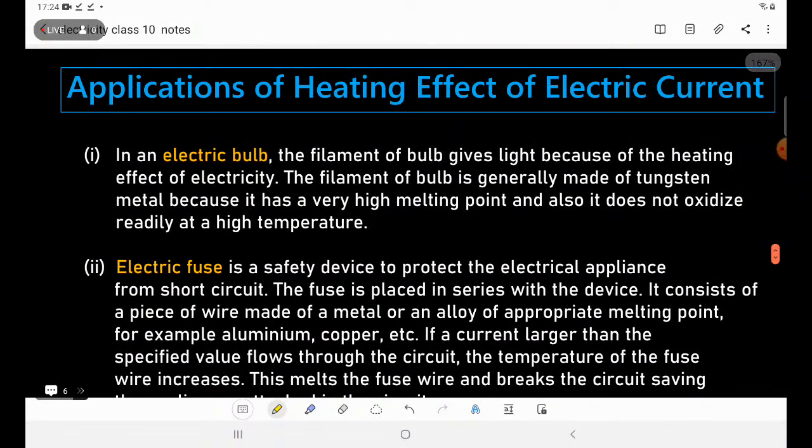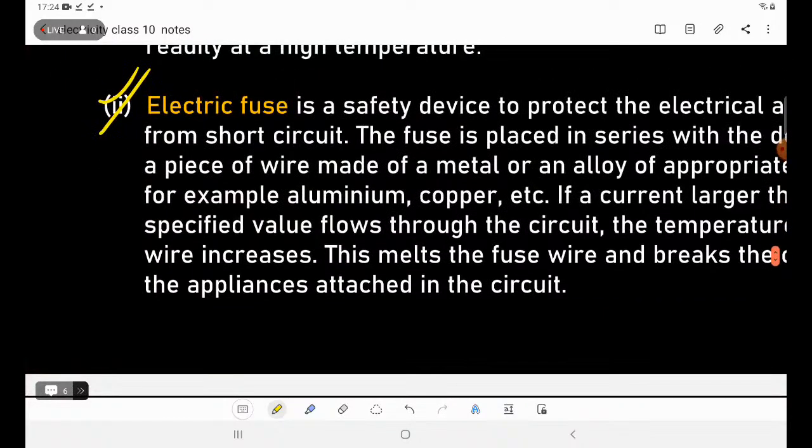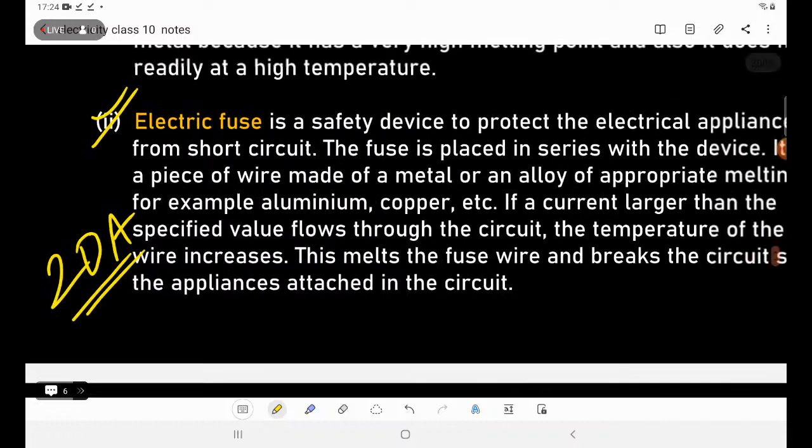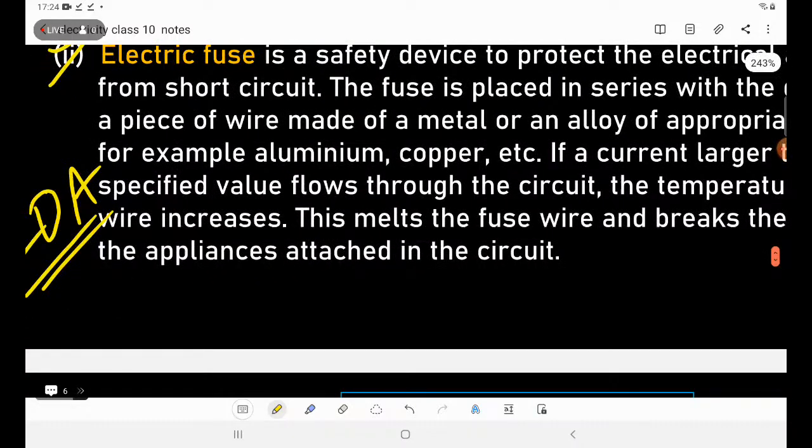Next, real life applications. You'll be using the heating effect in the bulb and the electric fuse. An electric fuse is a safety device. For example, in the main supply, for the whole house we only need 20 ampere. It is connected to the main point, and it is made up of aluminium and tin.